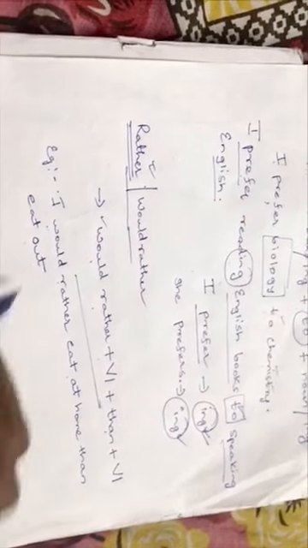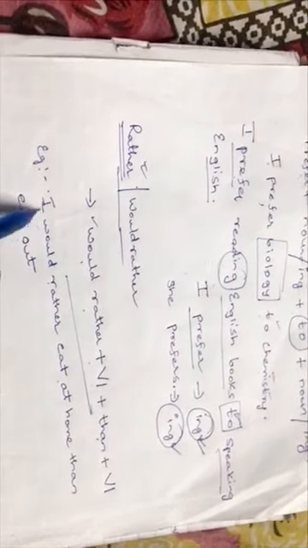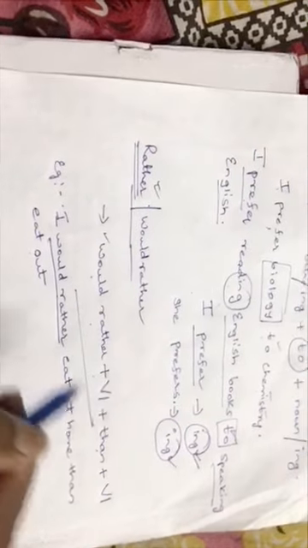See this? I would rather eat at home than eat out. Check out our formula. Would rather plus V1 plus than plus V1. I would rather plus V1, that is eat.